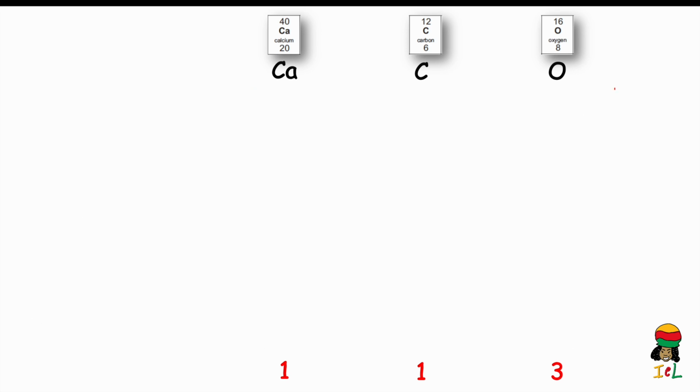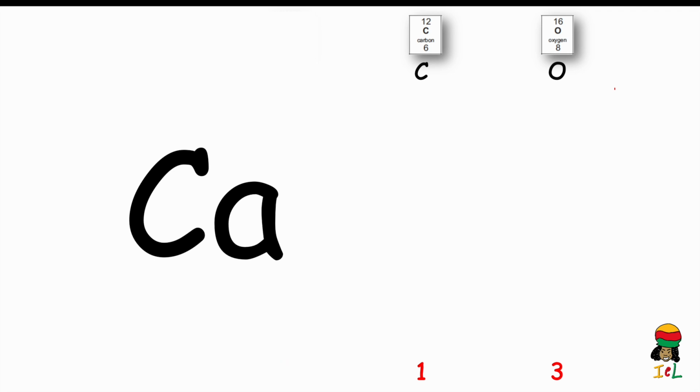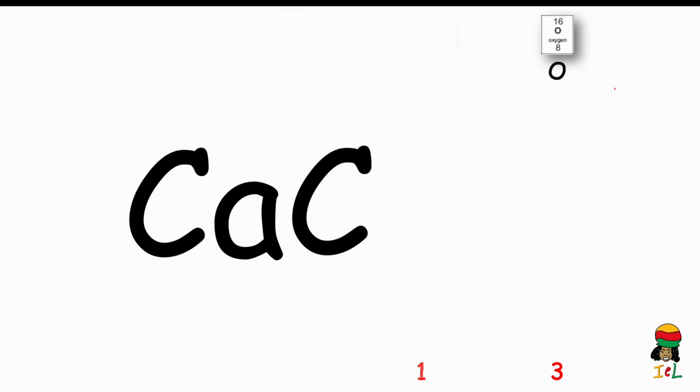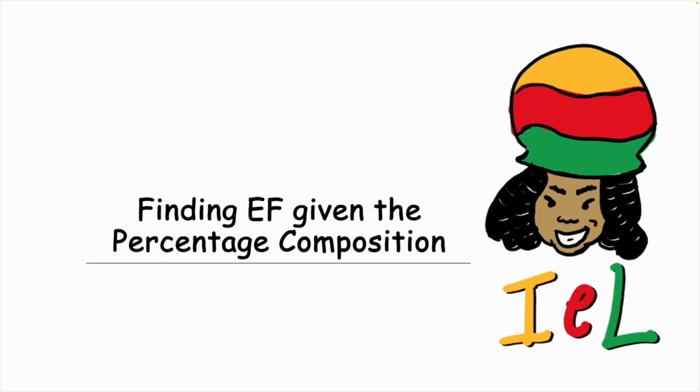So as a result, what we have is one calcium, which we represent as Ca, one carbon represented as C, and 3 oxygens represented as O3. So the empirical formula of the compound for example 2 is CaCO3.